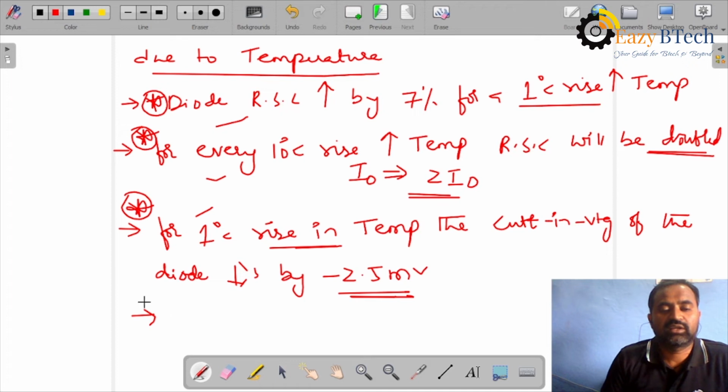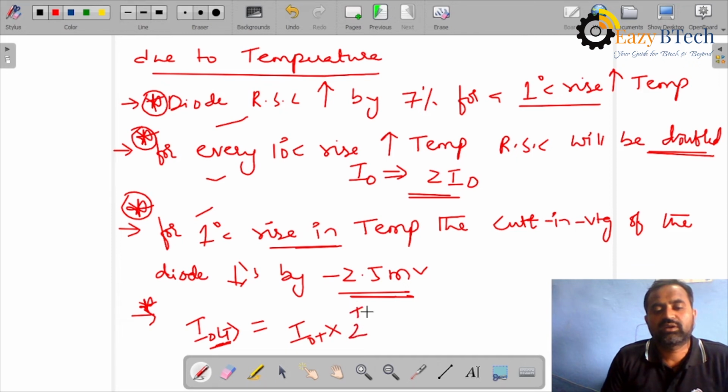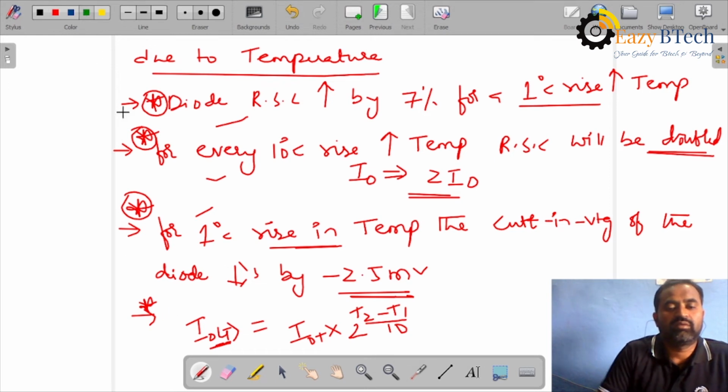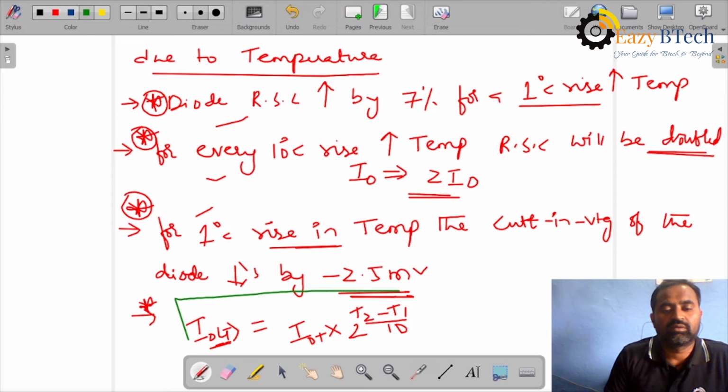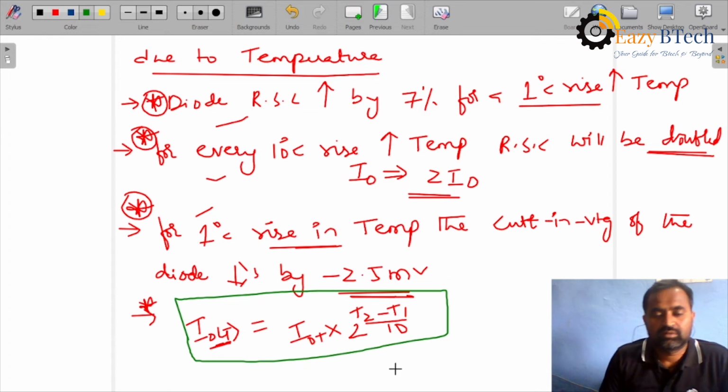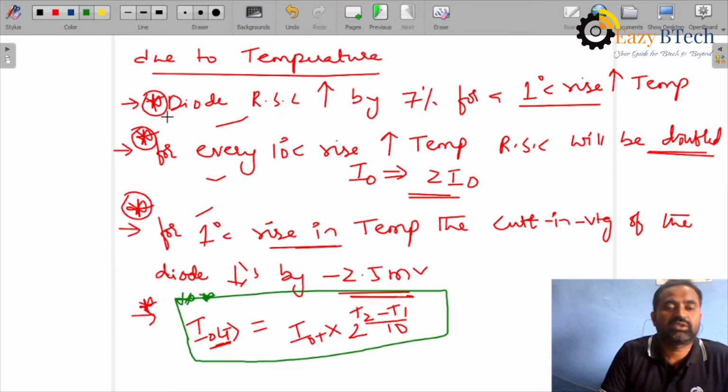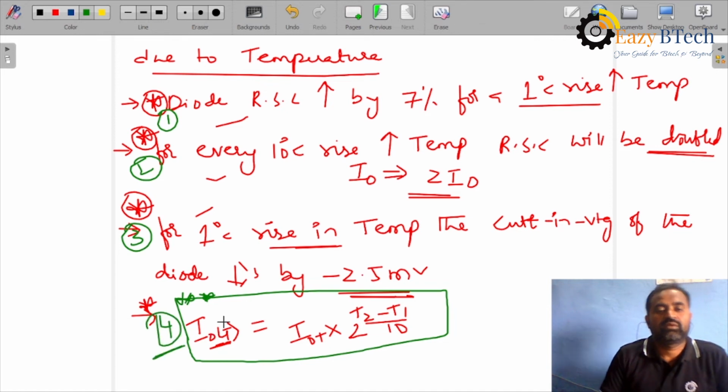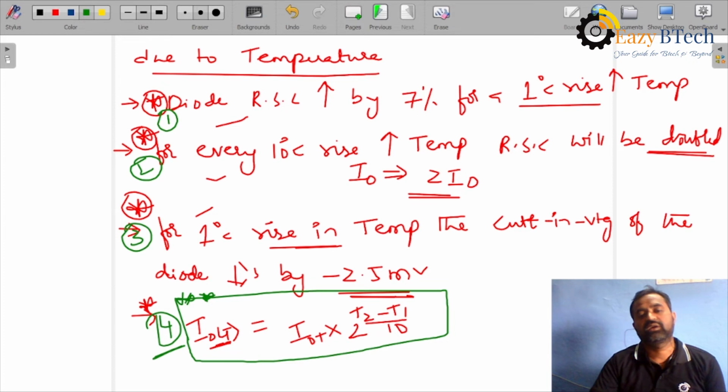If you want to calculate the reverse saturation current, the formula is I naught of T equals I naught at the reference temperature, into 2 power (T2 minus T1) by 10. This is the formula. These are four statements, 1, 2, 3 and 4, that you have to remember regarding the temperature.